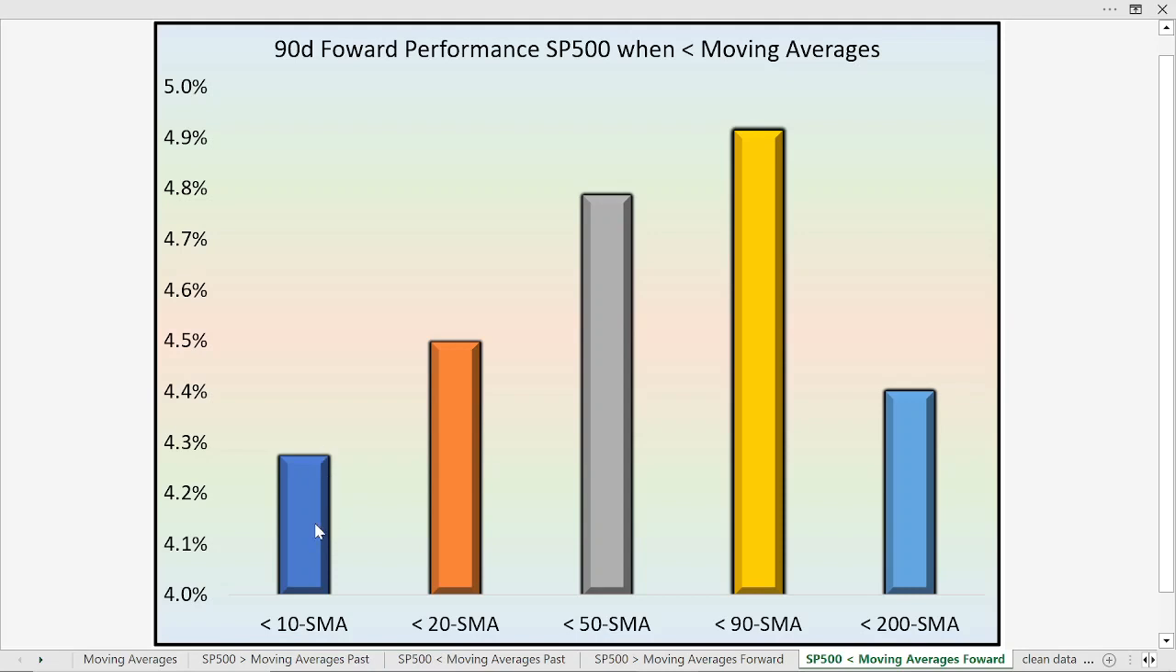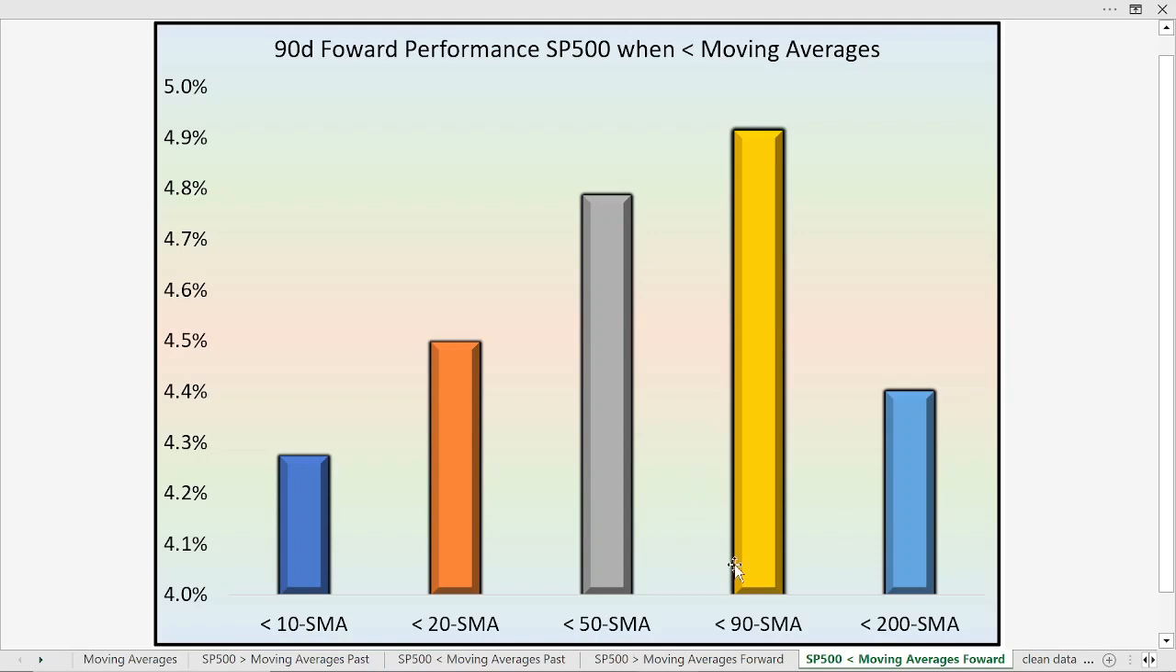Below the 10 SMA, around 4.3. Below the 20 SMA, 4.5. Below the 50 SMA, around 4.8. And if it's below the 90 simple moving average, 4.9%. Below the 200, 4.4. So the best results we see here, if the S&P 500 is below the 90 simple moving average, over the next 90 days, we expect around a 4.9% return.